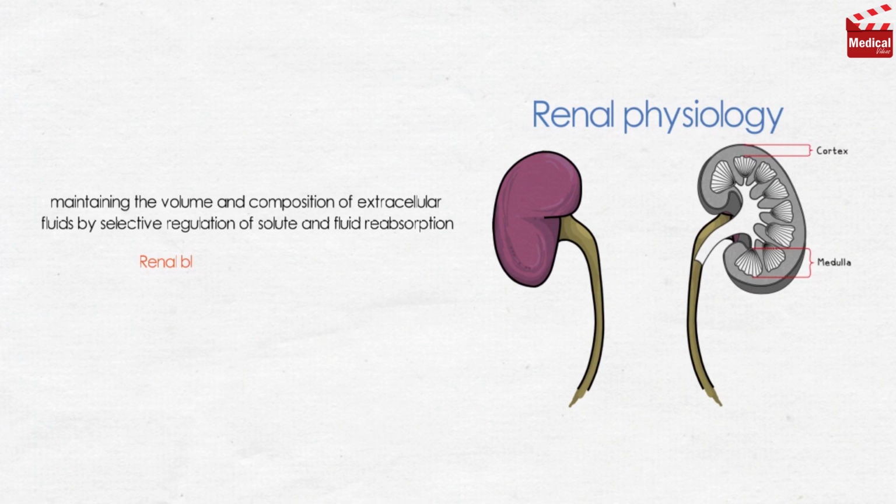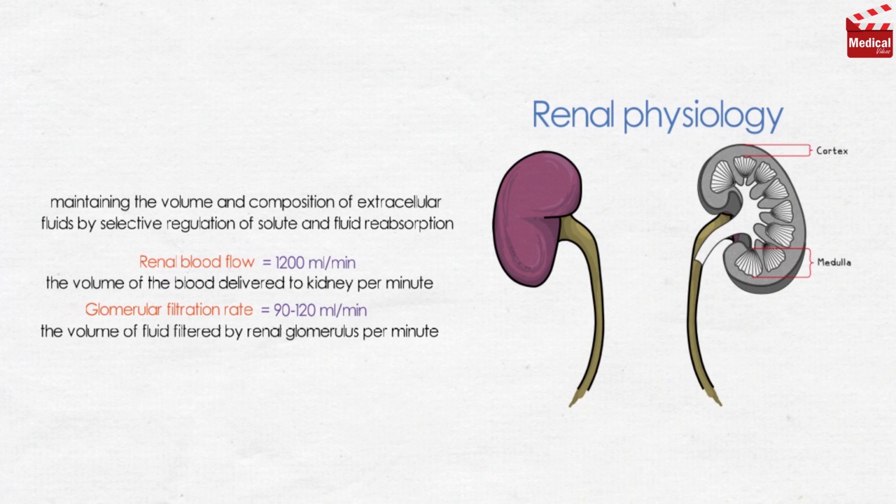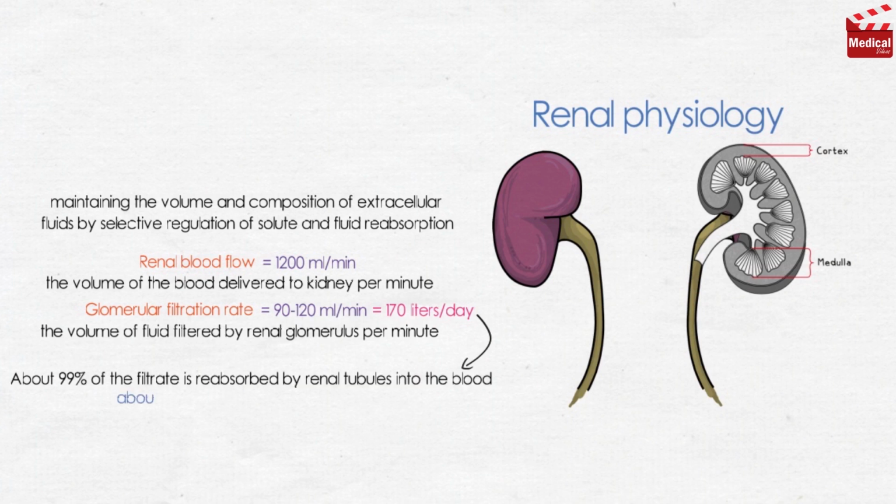Renal blood flow, the volume of the blood delivered to the kidney per minute, equals 1,200 milliliters per minute. Glomerular filtration rate, the volume of fluid filtered by the renal glomerulus per minute, equals 90 to 120 milliliters per minute, which equals 170 liters per day. About 99% of the filtrate is reabsorbed by renal tubules into the blood, so about 1.5 liters per day, from the filtered 170 liters per day, is excreted as urine.